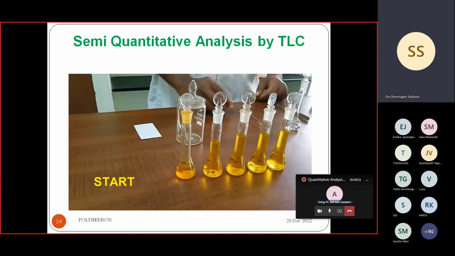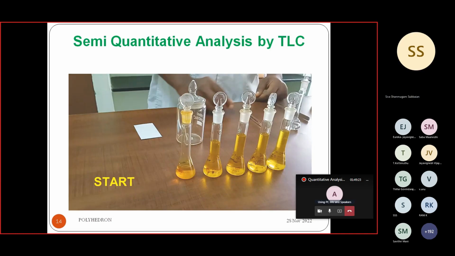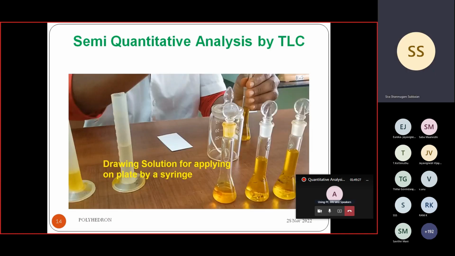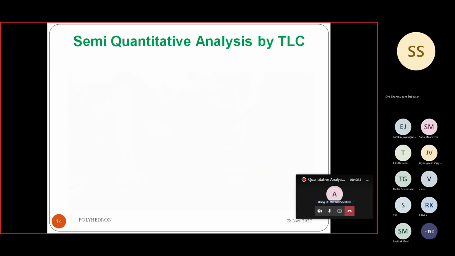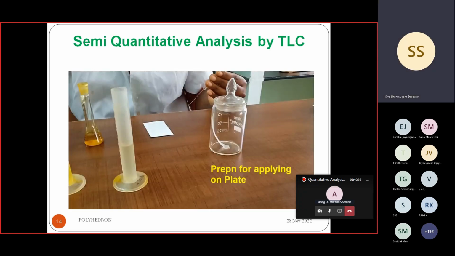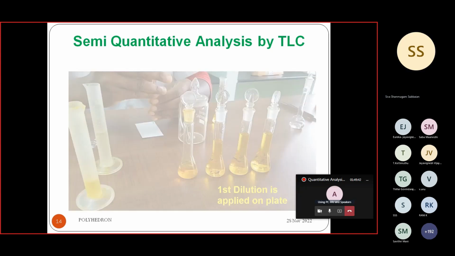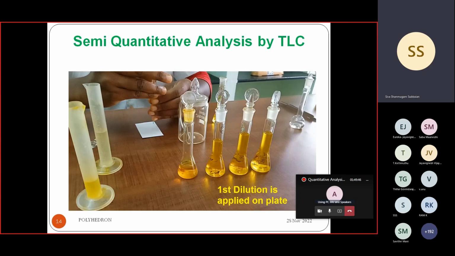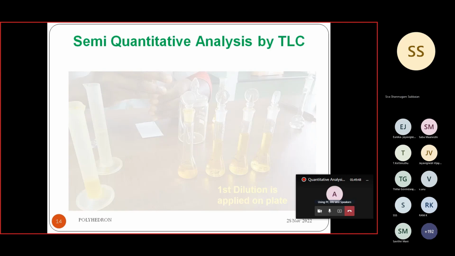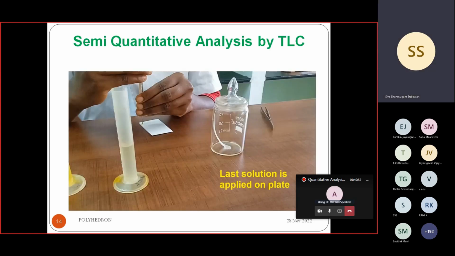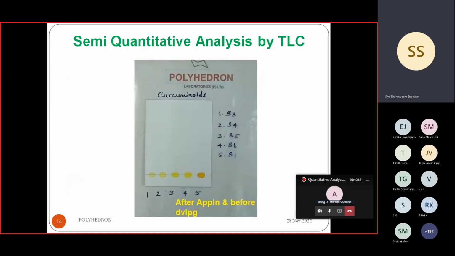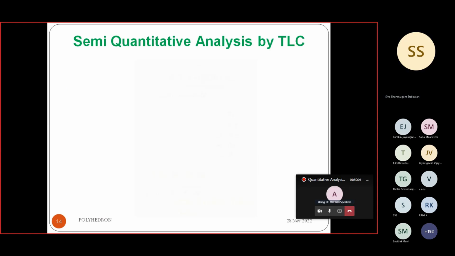This is the preparation of solutions. And the chemist is drawing a sample using a micro syringe. This is getting prepared to apply on the plate, the first solution. And she is applying the first solution on the plate. After applying the series of solutions, this is the photograph of the last solution being applied. After application, before development, the plate will look like this.